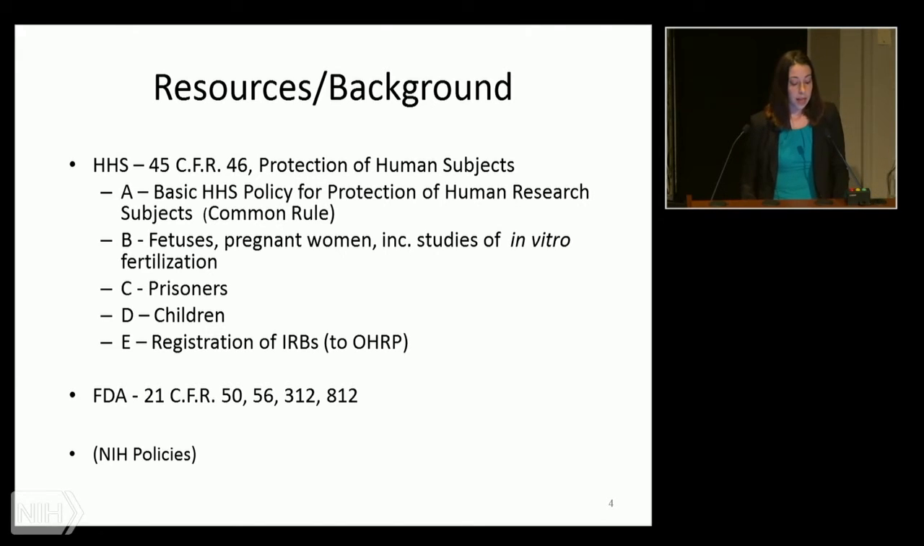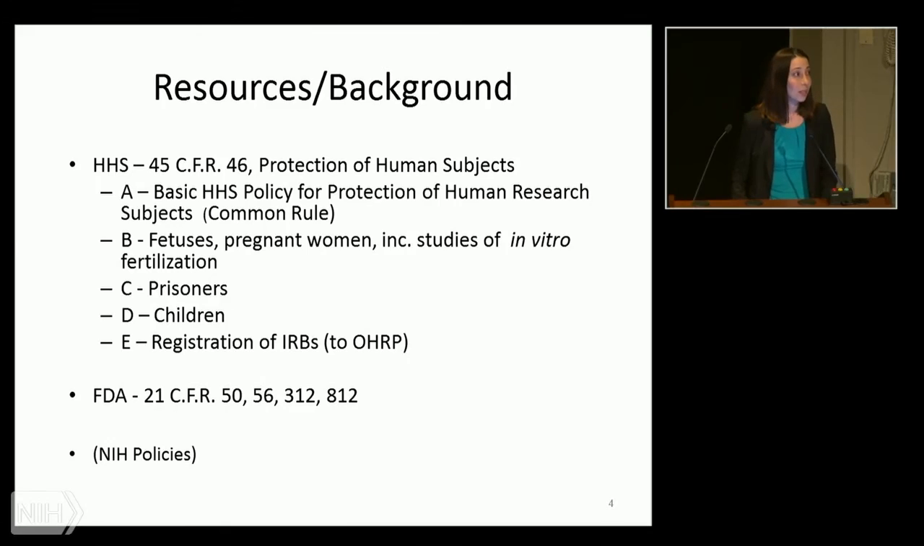So as you can see on the slide, a large focus of our discussion will be on 45 CFR 46. CFR is Code of Federal Regulations. That's where agencies publish their regulations to make them official. The HHS regulations are at 45 CFR 46. So 45 is an HHS-specific CFR. And you can see there are 5 subparts to the HHS regulations.